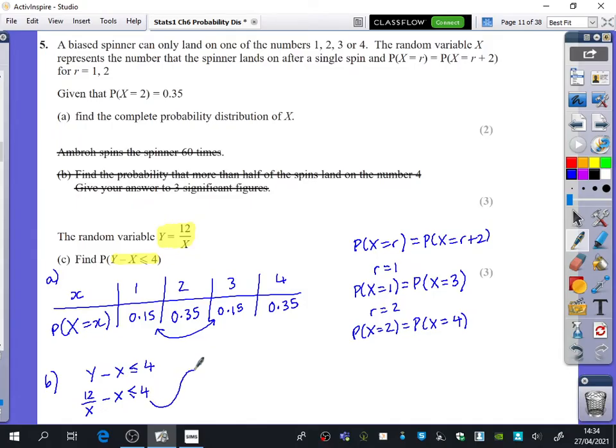What could I do to this inequality to change it? Because I don't like having a divide by x here. Times everything by x. So I'm going to multiply everything by x, which will then give me 12 minus x squared is less than or equal to... It becomes a quadratic inequality. Okay? So I'm going to rearrange this so it looks like a normal quadratic. So I have x squared plus 4x minus 12.